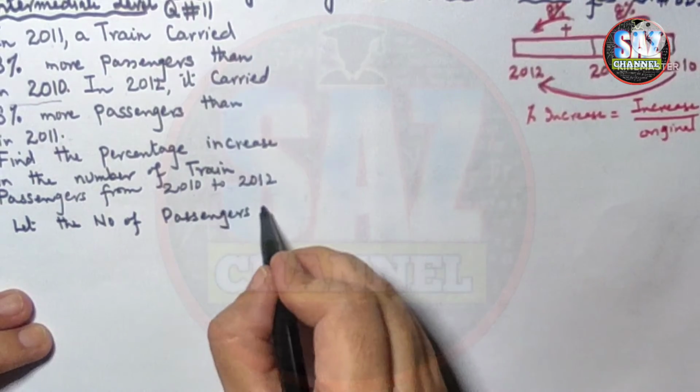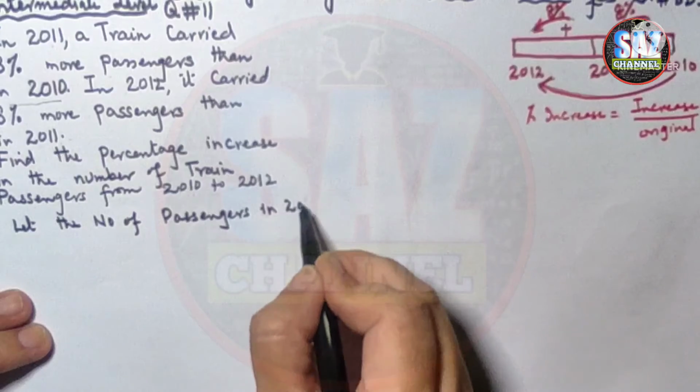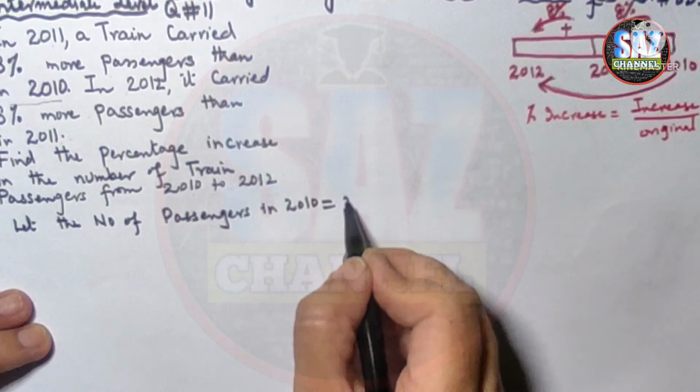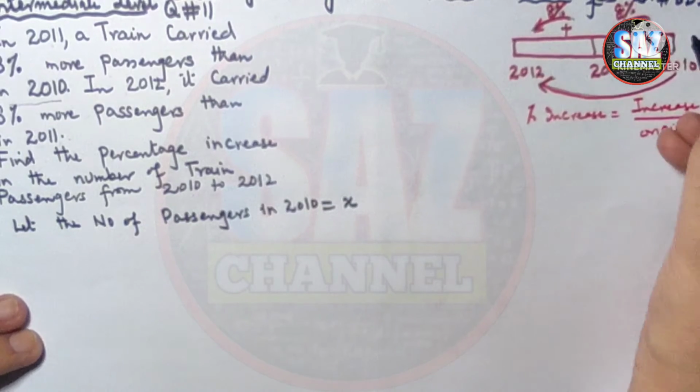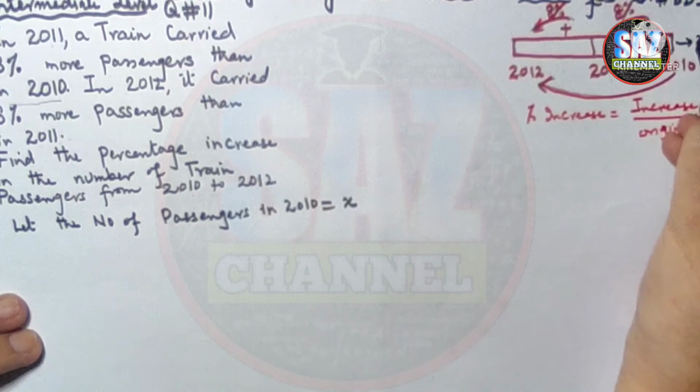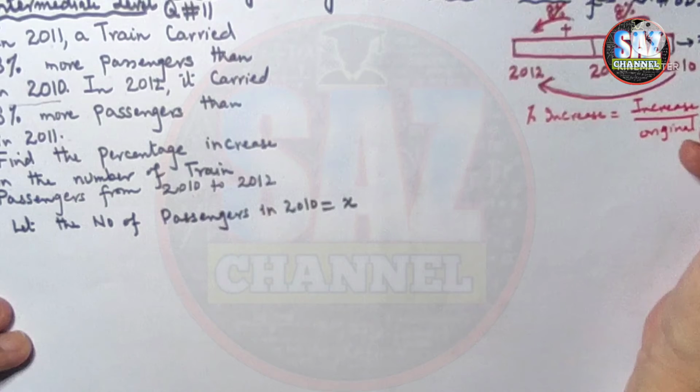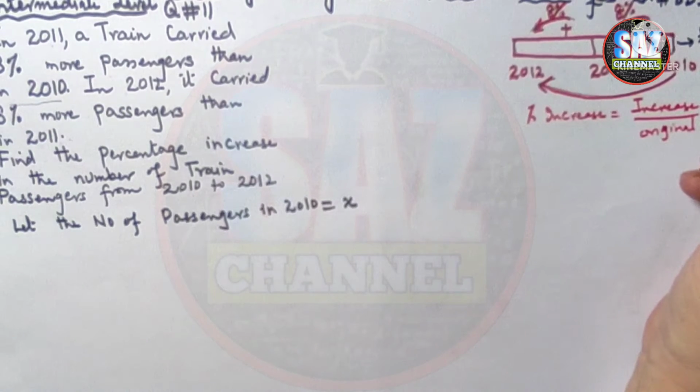Let the number of passengers in 2010 be x. We are going to assume that they are x. In 2010, the train is carrying x passengers.